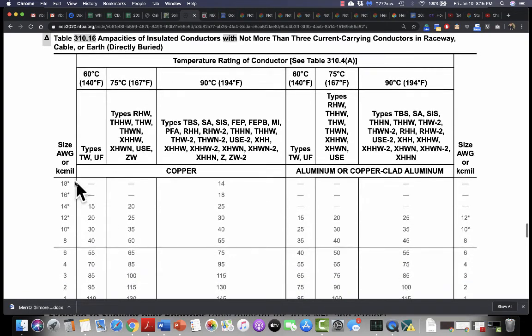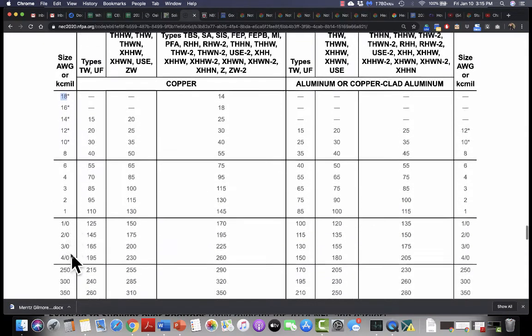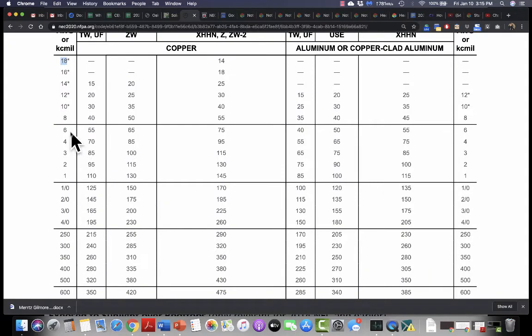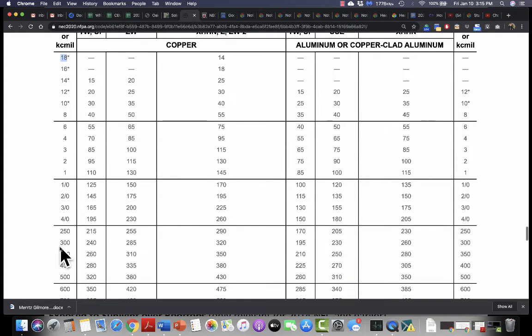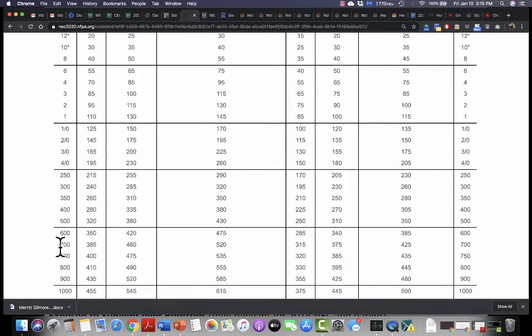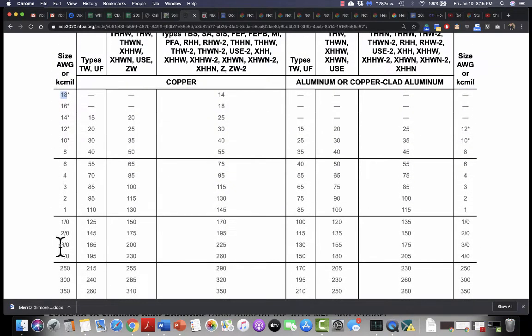And we can see there's real small wires, number 18, not too many people using that. And then we can see the wires get bigger and bigger. Once we get bigger than 1, we have 1/0. Then once you get bigger than 4/0, we talk about thousands of circular mills, kcmil. A circular mill is the area of a circle with a diameter of 1/1000th of an inch. That's a circular mill. And who knows why they came up with something so difficult to deal with?